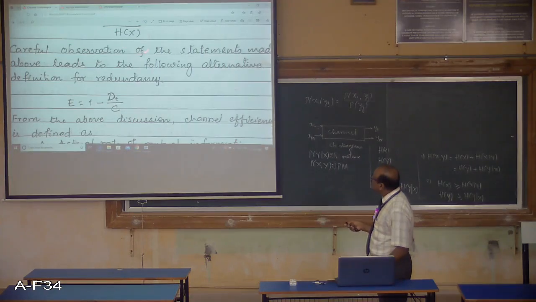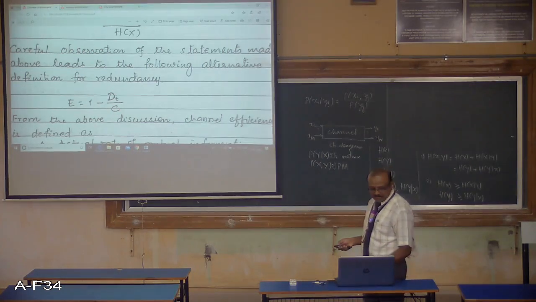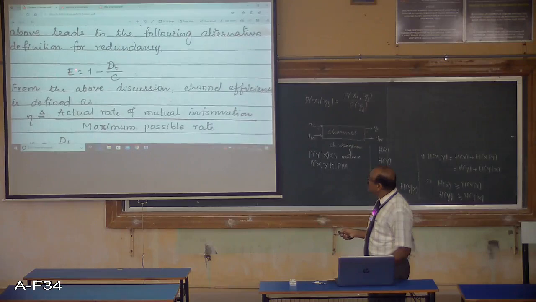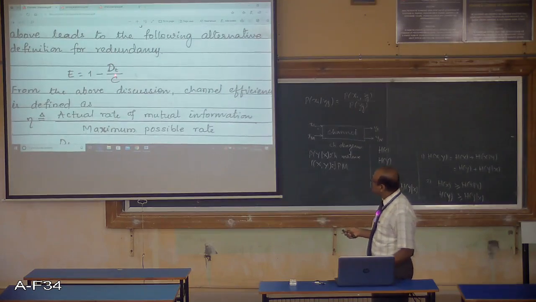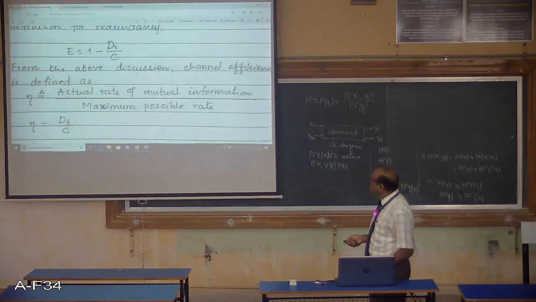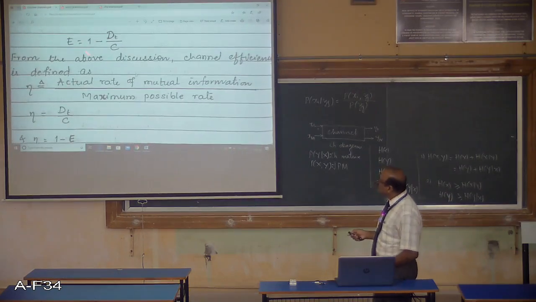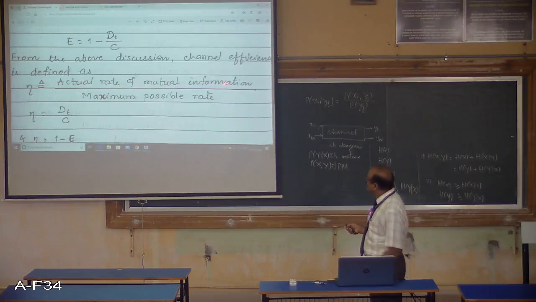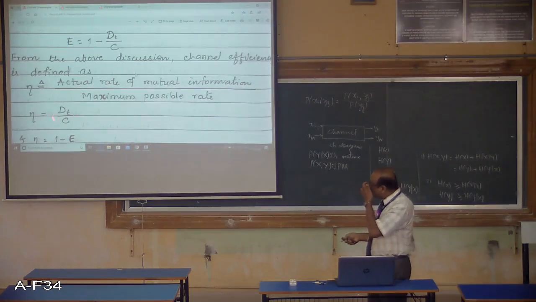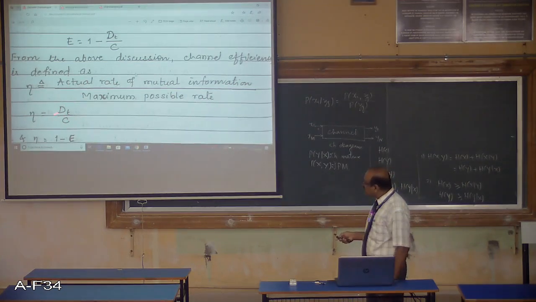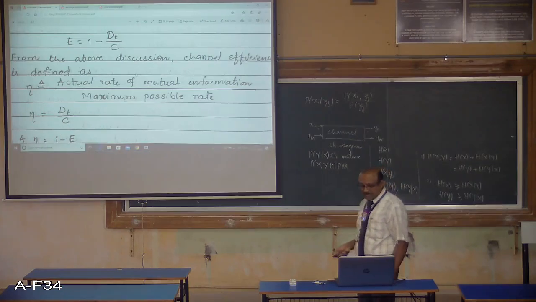This ratio can be represented with data transmission and channel capacity. So redundancy is 1 minus the ratio, data transmission divided by capacity, and 1 minus redundancy is the efficiency: the actual rate of mutual information and the maximum possible rate. So this is actual and this is maximum. This ratio, actual by maximum, we call the efficiency.